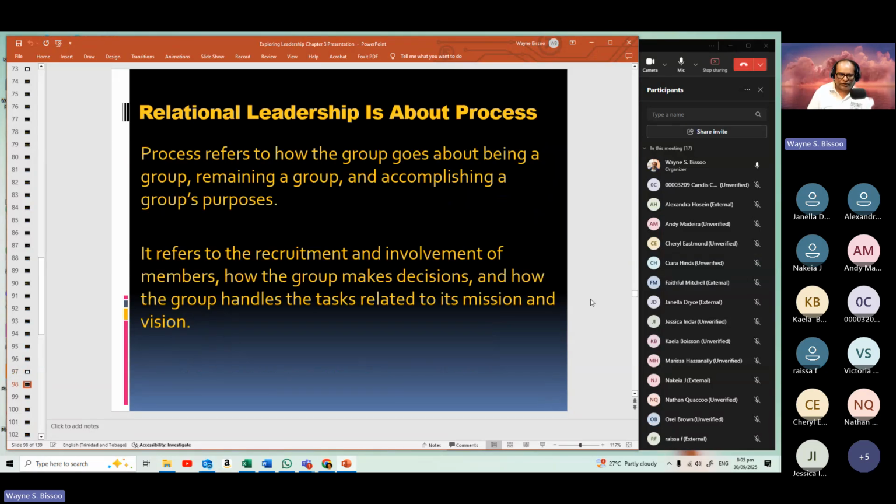So, what does process orientation mean? Process refers to how the group goes about being a group, remaining a group, and accomplishing group purpose. Process also is the way in which we go about doing things. What's the process you utilize to make a sandwich? You get your two bread type activities, you get this, you get that, you put this in place, you do that, you apply this, XYZ. A process is how you go about doing something.